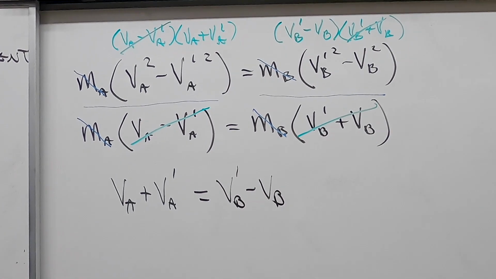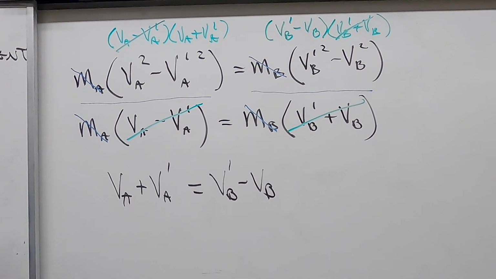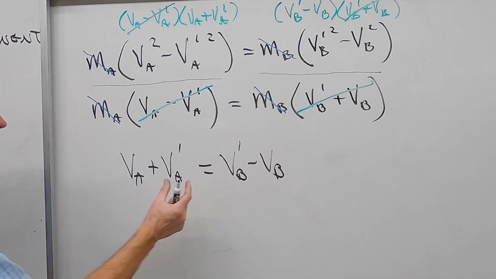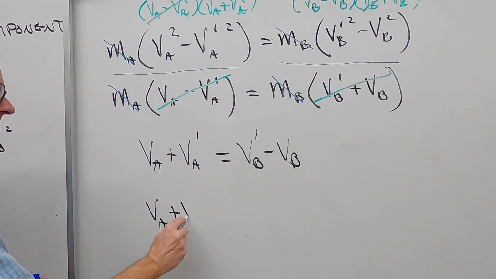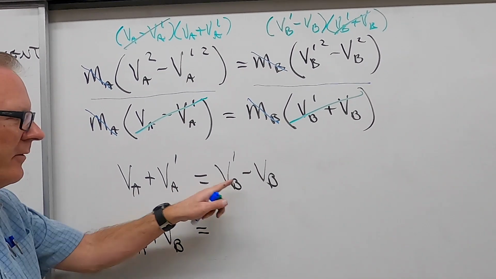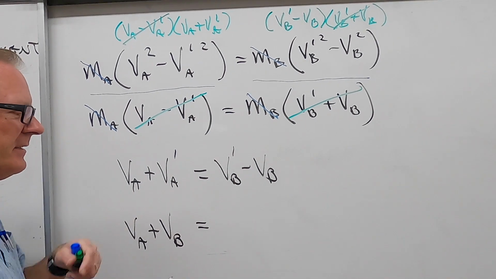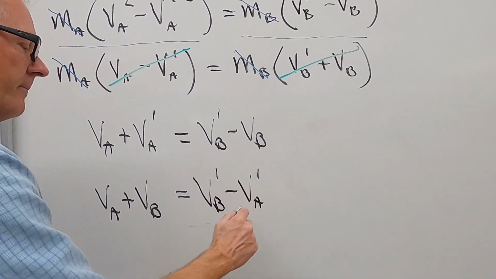And then I'm going to do one last thing. Put the primes on one side and the unprimes on the other side. So I'm going to bring the unprimed over here. That would make this VA plus VB. And on this side, I'm going to bring that over there. This would make it VB prime minus VA prime.